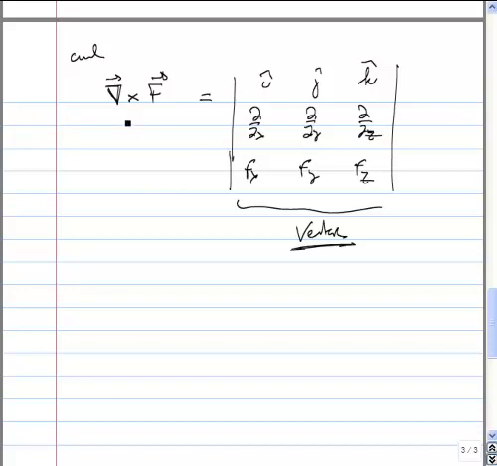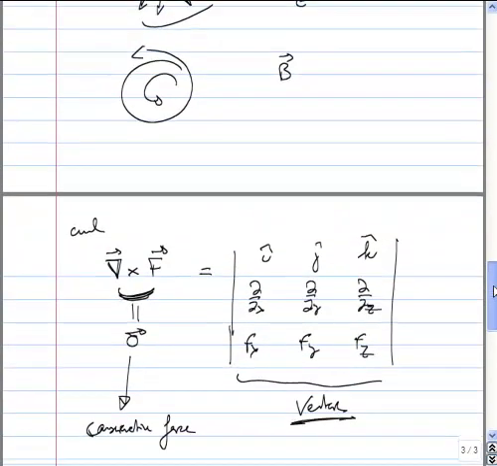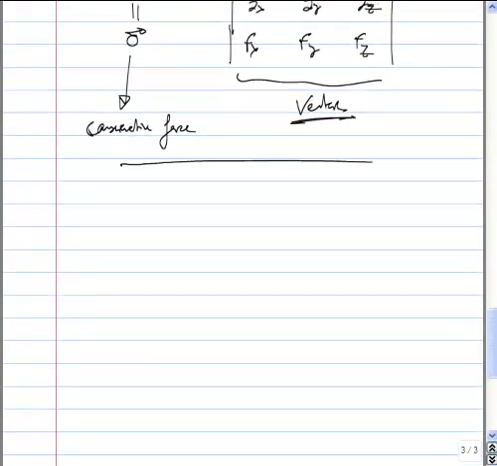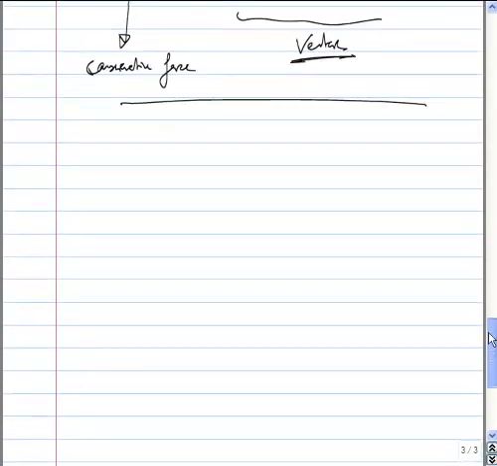Now if the result of this operation gives you a zero vector, then you know that you have no curl. And this happens to be an indicator of conservative forces. So conservative forces don't curl, or the curl of the conservative forces is zero. So obviously the B field is not a conservative force. Now there are several properties that might be useful later on.